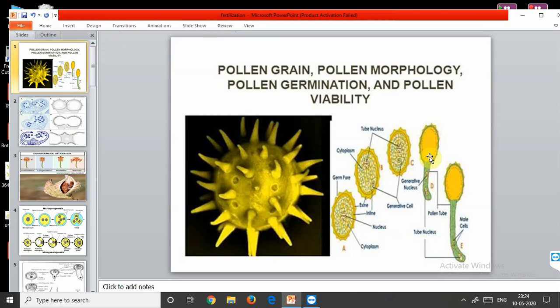So the number of germ pores, the structure and the ornamentation of the exine. This is the ornamentation. The spikes you can see, they are variable in different species of plants. So the number of germ pores in the structure as well as the ornamentation of the exine is a significant feature in the study of taxonomy. So taxonomy is a very important branch.